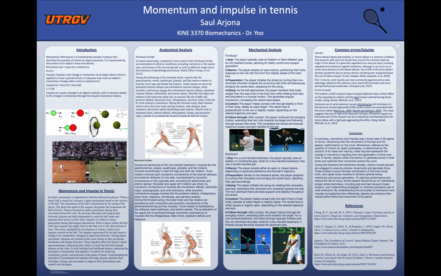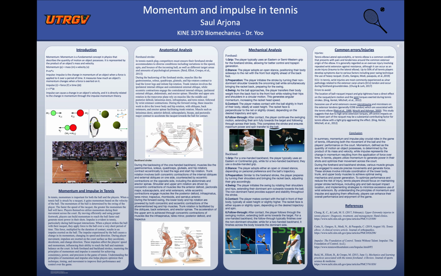During the forward swing, the lower body and hip rotation are powered by both concentric and eccentric contractions of the aforementioned leg and hip muscles. Trunk rotation is facilitated by the obliques, back extensors, and erector spinae. The acceleration of the upper arm is achieved through concentric contractions of the muscles like the infraspinatus, teres minor, posterior deltoid, and trapezius. Again, muscles are shown in the picture.